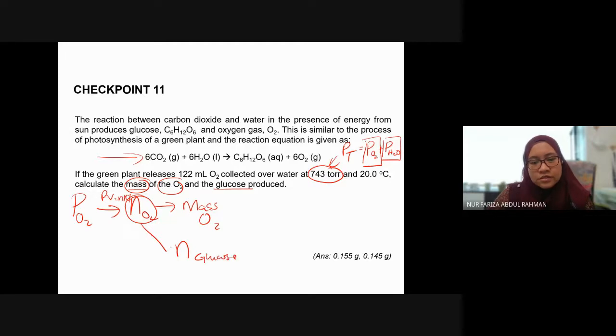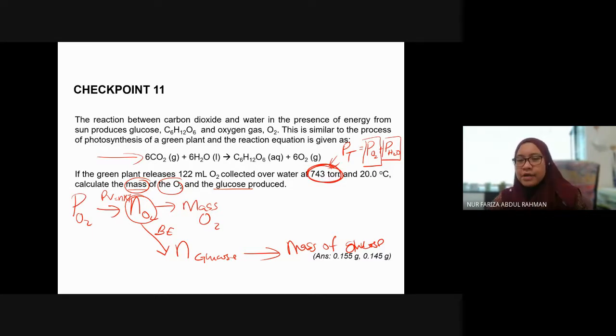glucose using the balanced equation. And lastly, we can calculate for the mass of glucose. So that's the plan. Basically, its first step is to make sure that you have to minus this one: 743 torr minus the partial pressure of H2O. So where can we get that one? In this case, for our checkpoint slide, you have to obtain it from the table just now.